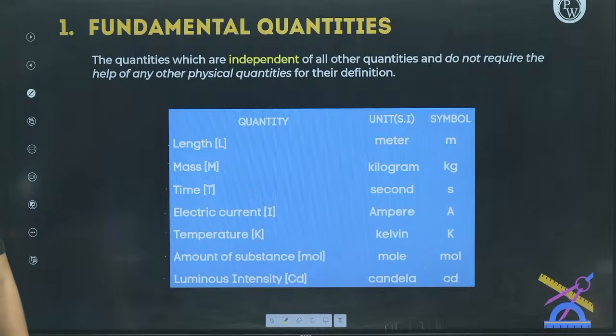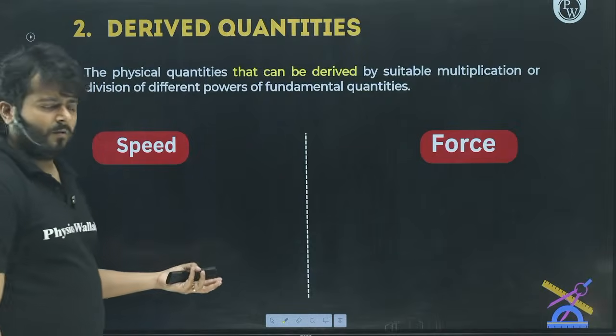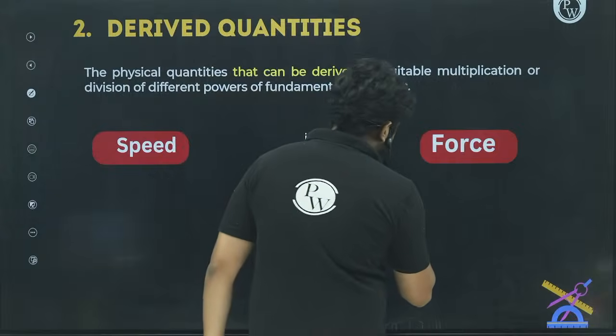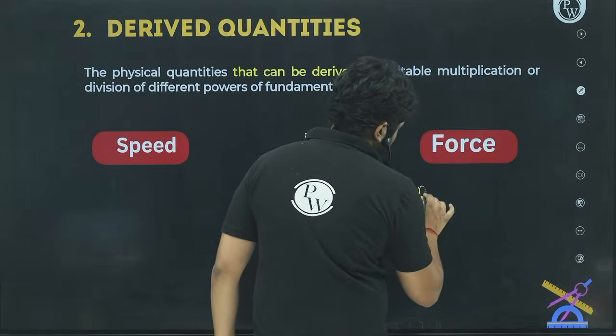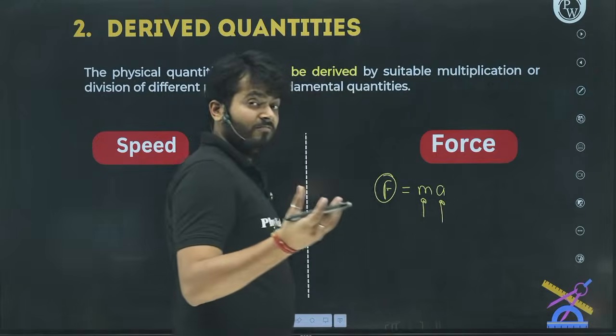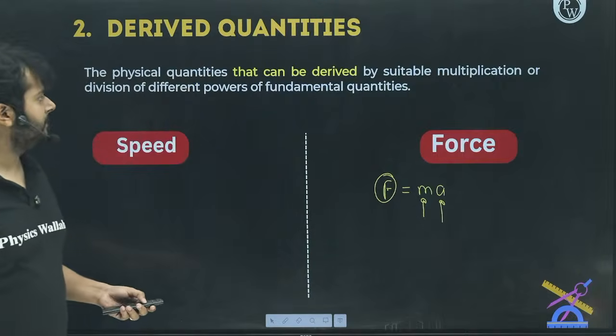All right, so let's continue. On the other hand, speed is distance upon time, right? And force is mass into acceleration, right? So to get the value of force, you need these two things: the value of mass and the value of acceleration. So yeah, it's a derived quantity, right?